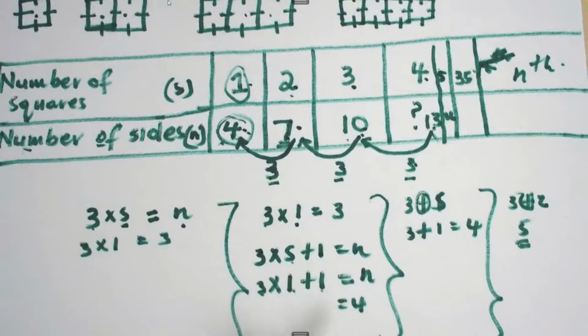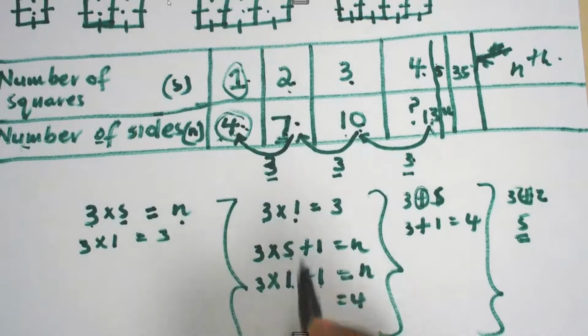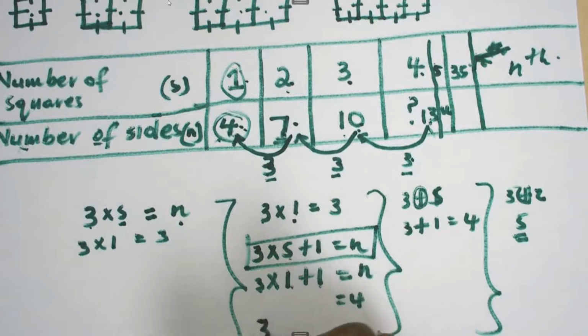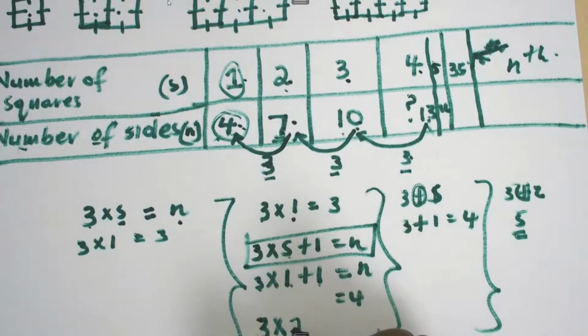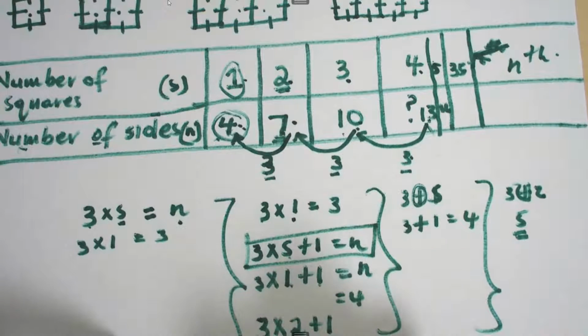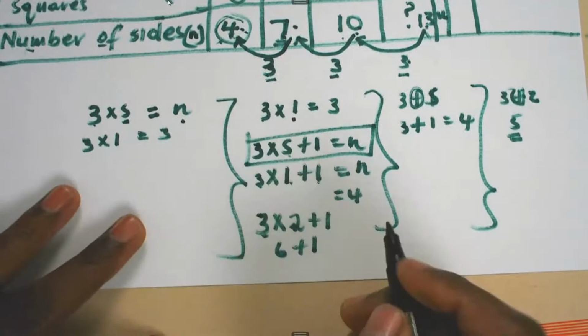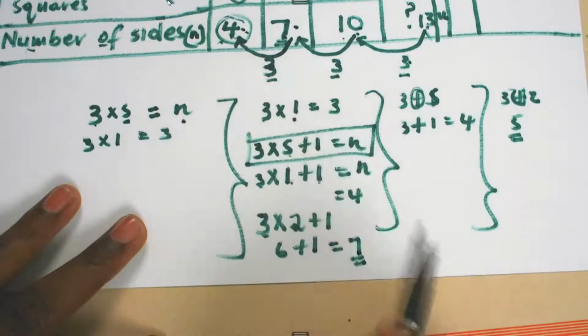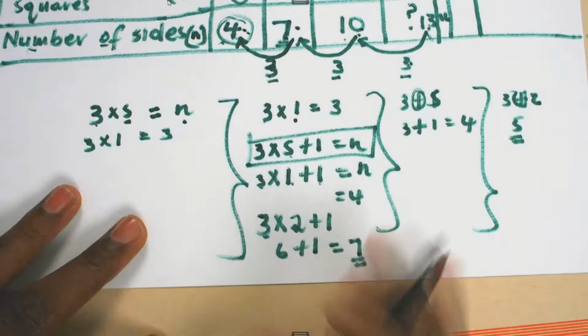That seems to be working. Let us check if it's going to work. This equation that we just created in the second one: 3 multiplied by s. S is 2 in this case. There are 2 squares, plus 1. 3 multiplied by 2 is 6, plus 1 equals 7. Yes, it is correct because n is 7.